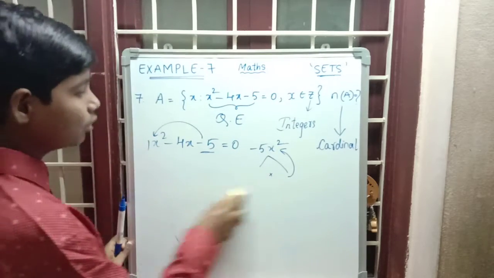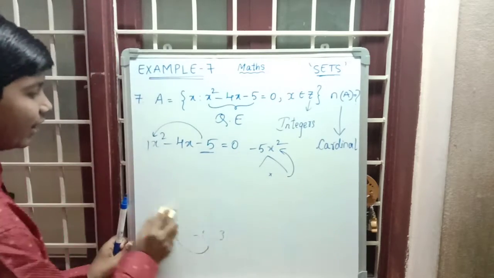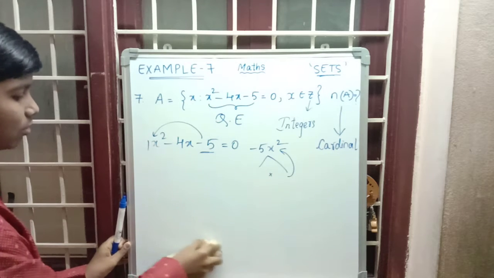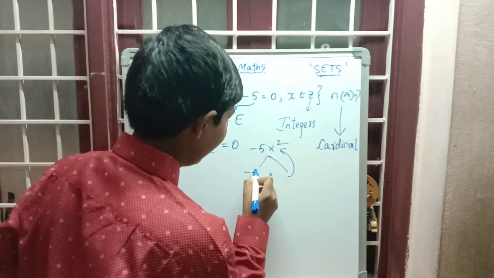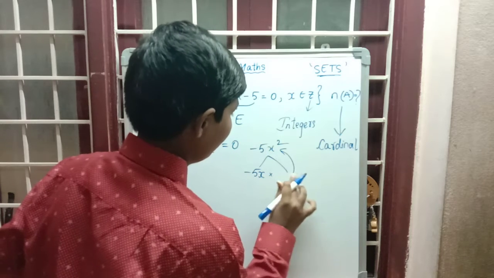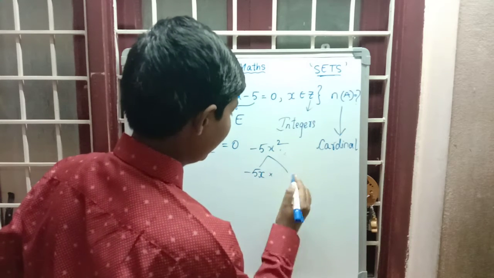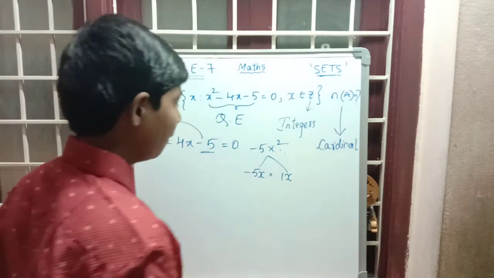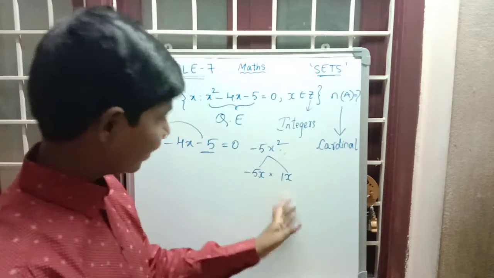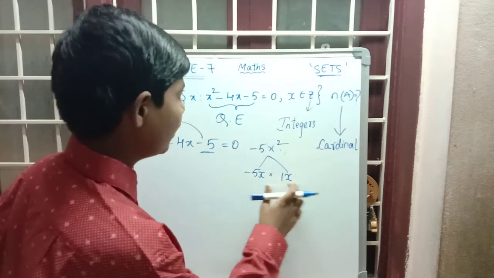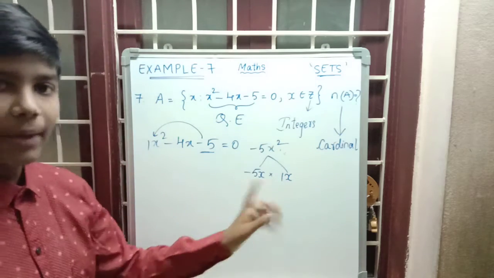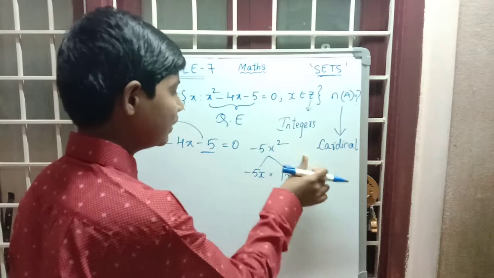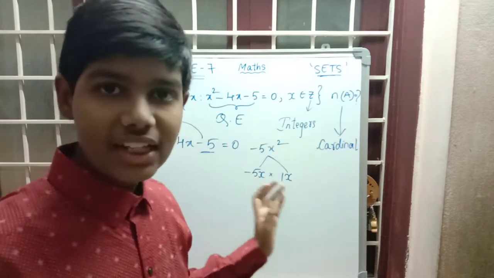Now we will do it here. Which two numbers will we take? Then we will get minus 5x square. Minus 5x into 1x. Minus 5x into 1x, and 1x means x, so minus 5x into x. Minus 5 into 1, minus 5x into x, gives x square. We have got minus 5x square. Okay, now the first condition is satisfied.